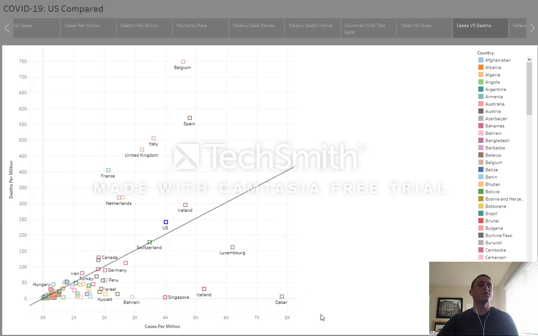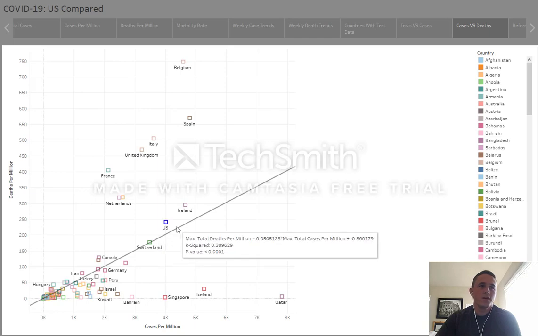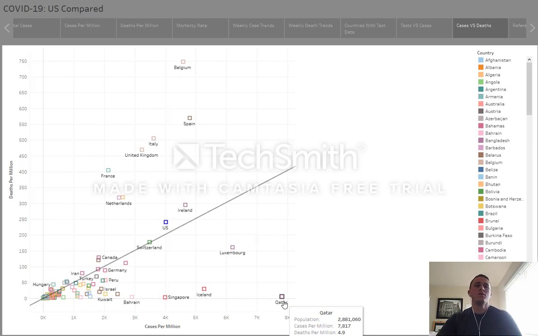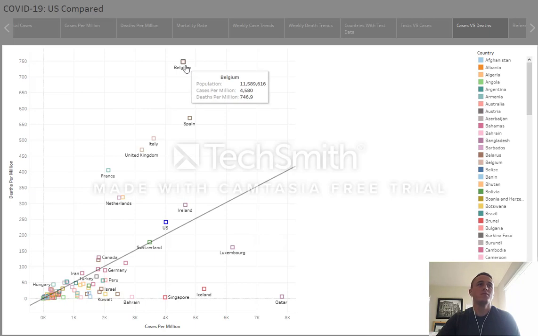All right, and then the number of cases versus deaths. So this is more of a direct result. If you have someone sick, are they going to die? And the US, we fall right in line with the trend line here, whereas other countries are way off, such as Qatar, where they seem to have many more cases, but not as many deaths. Whereas Belgium, not as many cases, but the amount of those cases that result in deaths is much higher.